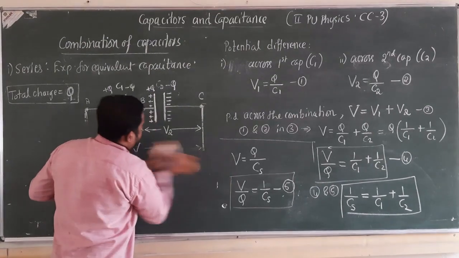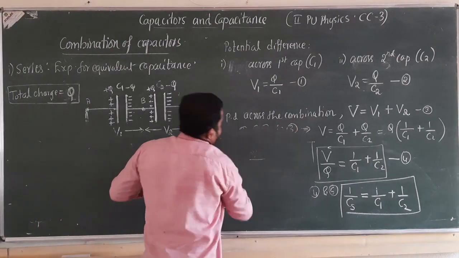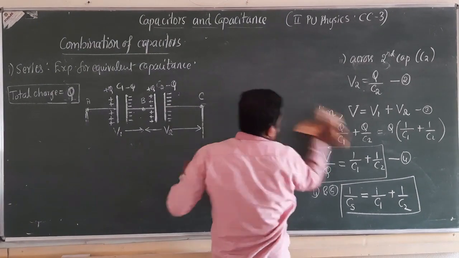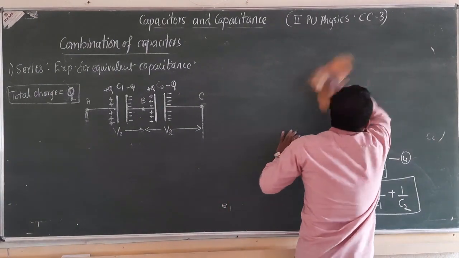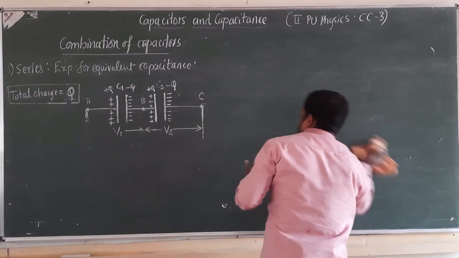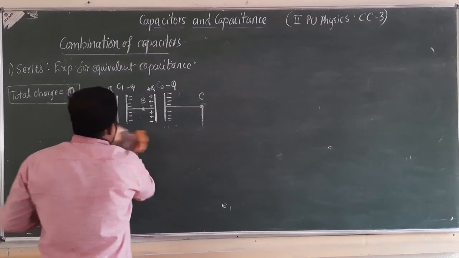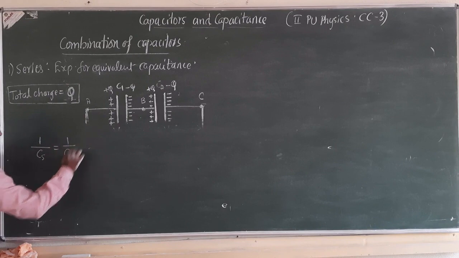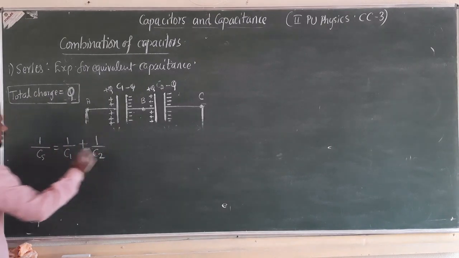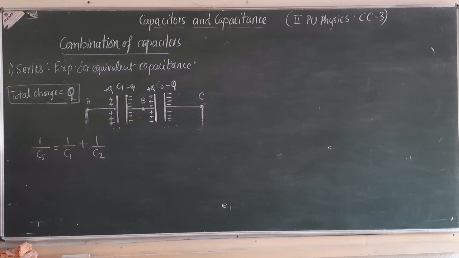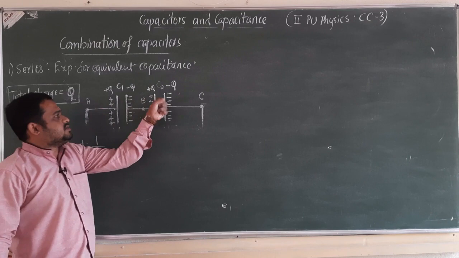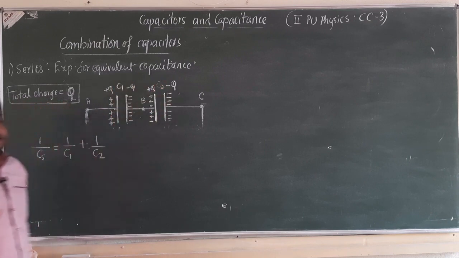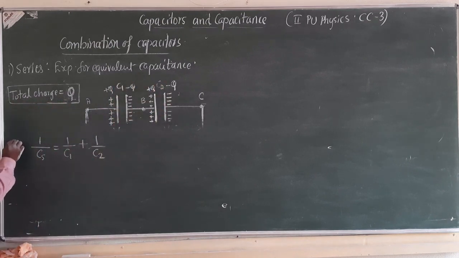Let us discuss a few extra points here. I think the derivation is clear. Next. See, for this particular condition, the final expression was 1 by Cs is equal to 1 by C1 plus 1 by C2. Now, this gives an expression for equivalent capacitance when two capacitors of capacitances C1 and C2 are connected in series.